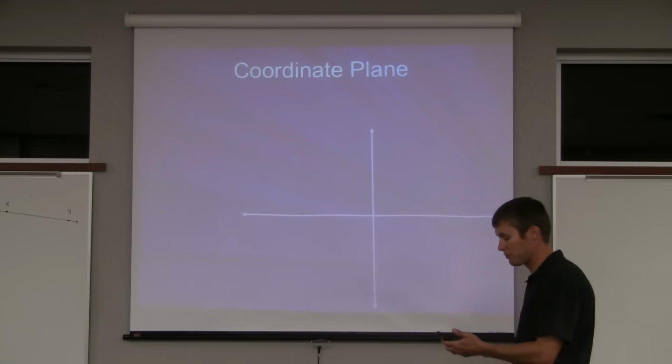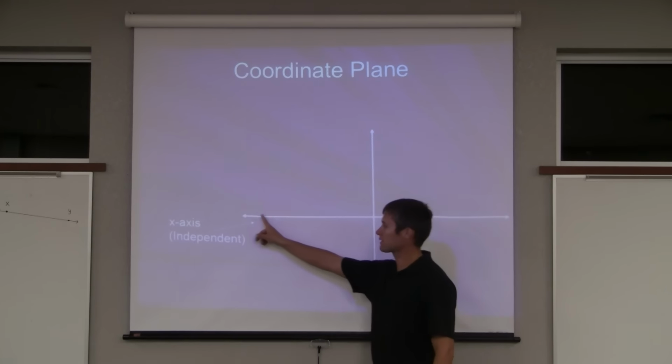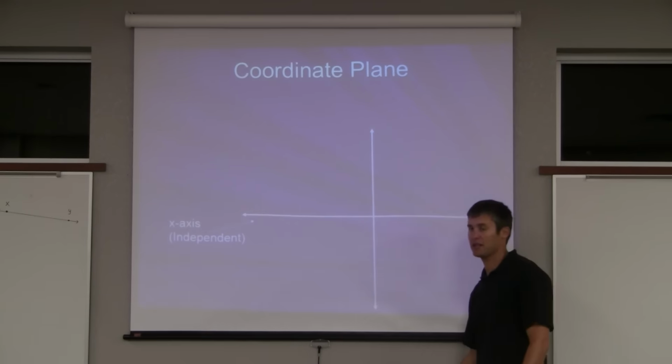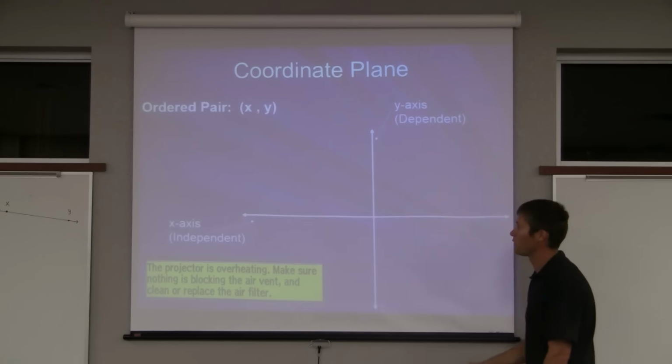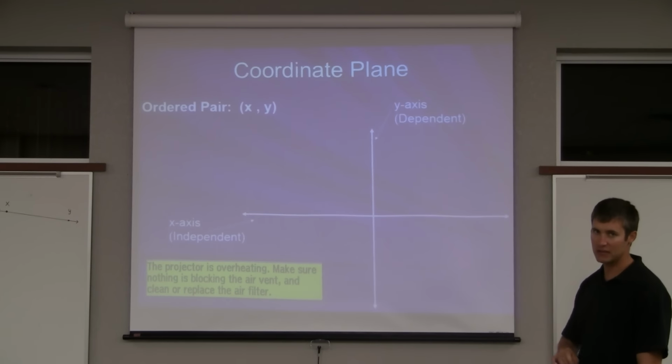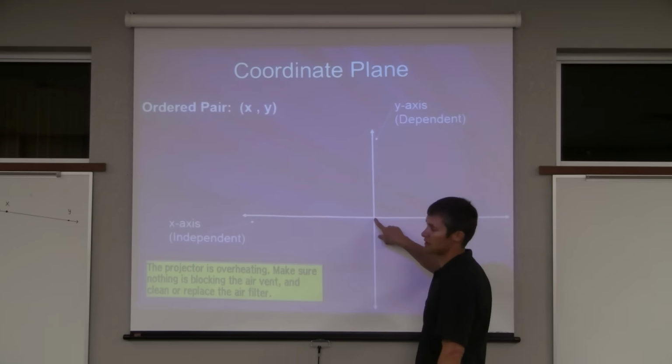So first of all, coordinate plane, just a few things. You have the x-axis is the horizontal axis. It would be the independent. Your y-axis would be the vertical axis. As we go through, an ordered pair is an x value, then a y value. So we move along the x-axis and then the y-axis.